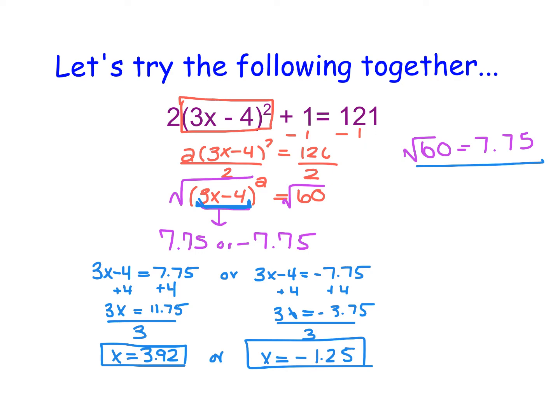So we're brainstorming, okay, the inside needs to equal one of these two options in order to be squared and equal 60. We set them equal, we solve, and we found two values for x. We found x is equal to 3.92 and x is equal to a negative 1.25.